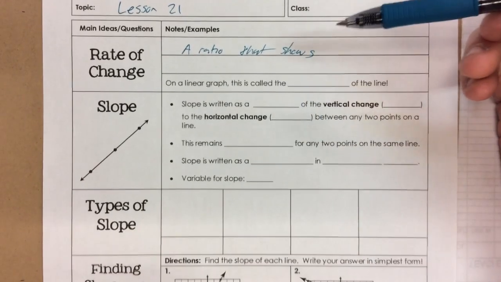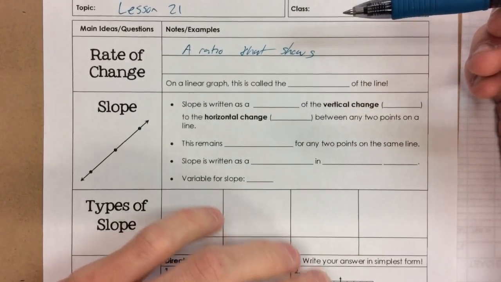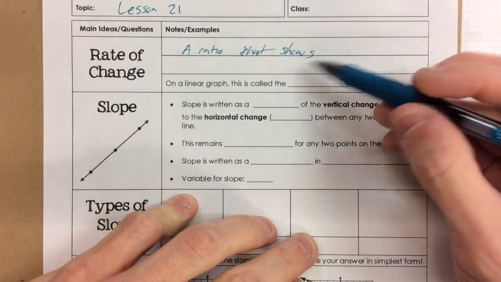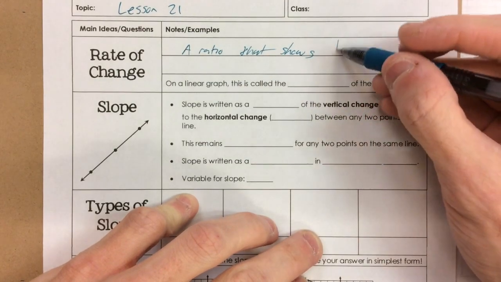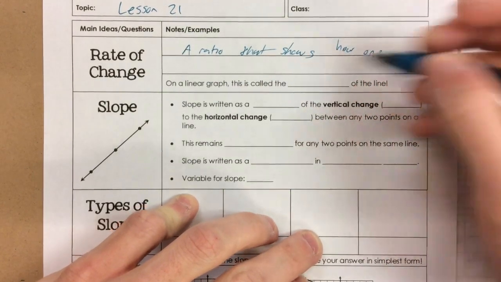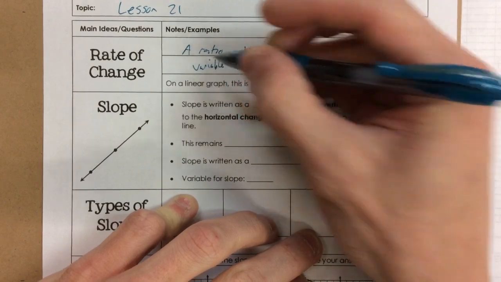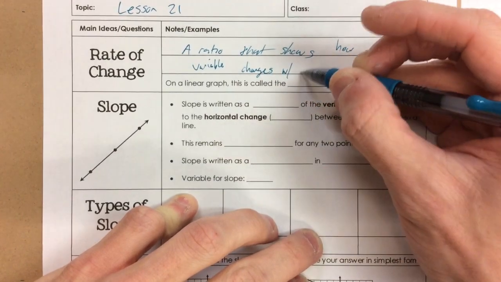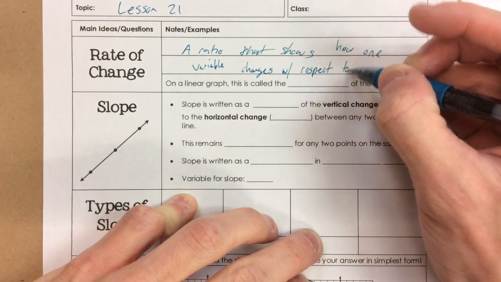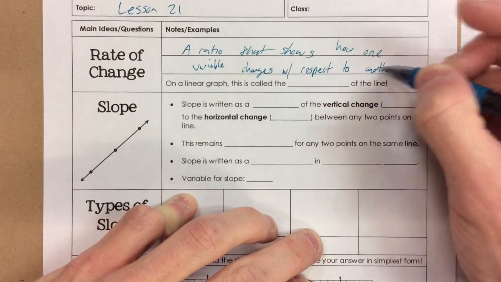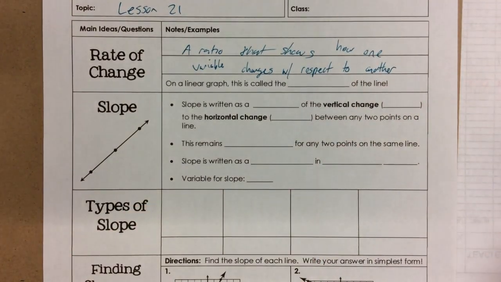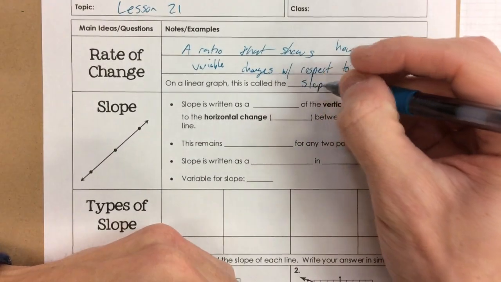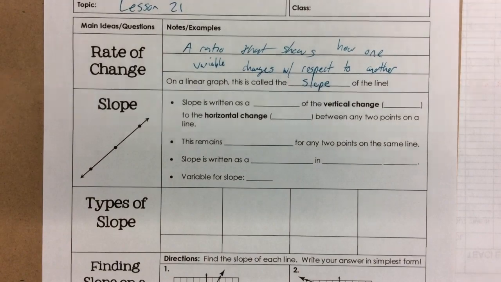We're going to be working with slope finally, and we'll call that rate of change a little bit, but it's a ratio that shows how one variable changes with respect to another. So on a linear graph, this is called the slope. It's called the slope of a line.